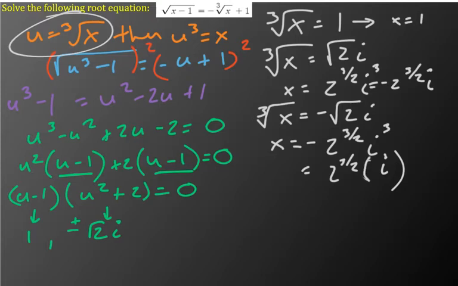So possible answers are a nice 1 or a not so nice negative 2 to the 3/2 i or a positive 2 to the 3/2 i. And so then, just like any root equation, right, we've got to go and plug stuff in. The one we can probably check without much work, because you can see that this is 0, right? And then the cube root of 1 is 1, and negative 1 plus 1 is also 0. So I'm actually going to go ahead and circle that. That one's definitely good.